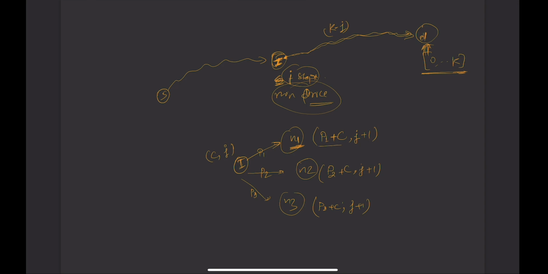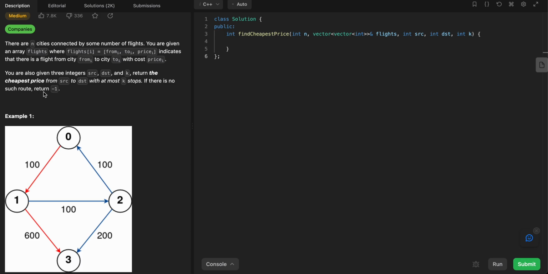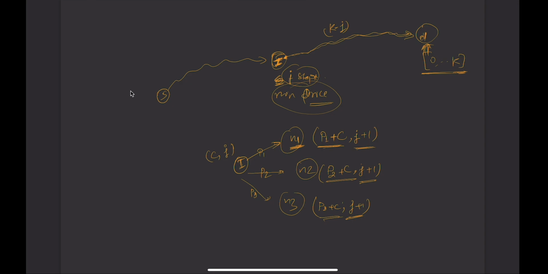So in Dijkstra we always have this factor. Here we also have this factor. Directed cyclic graph. Okay, so if it is not possible, then what? Return -1. Okay. So can we solve it using Dijkstra?